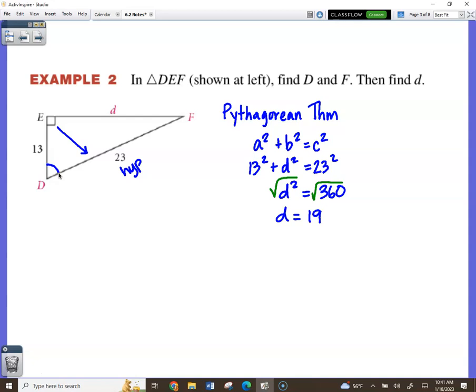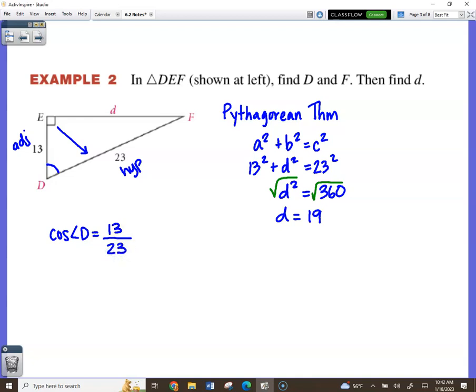How's 13 positioned to angle D? It's adjacent. I don't want to label adjacent because when I go to F, it might be, actually no, when we find D, then we know F immediately. All right, so I'm going to go ahead and label it. Which trig function uses adjacent and hypotenuse? Cosine. So I'm going to set it up. Cosine of angle D is adjacent over hypotenuse.